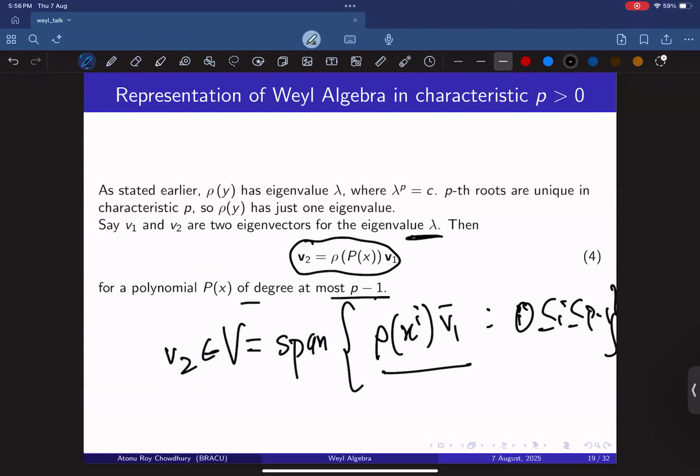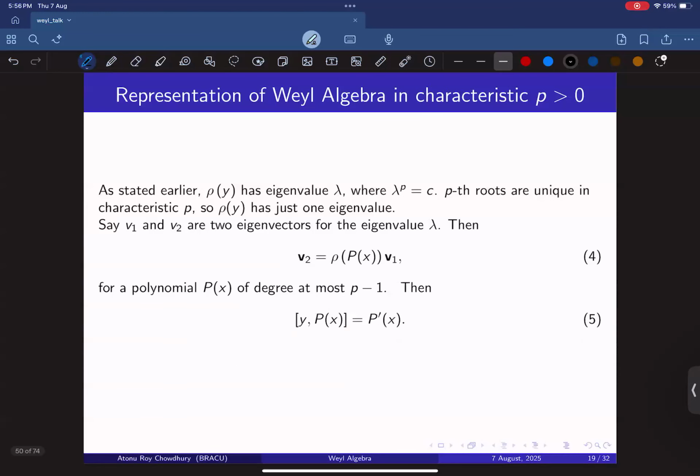Okay, so now we're going to pull a rabbit out of our hat. The commutator of y and a polynomial in x is going to be p prime of x. Can someone tell me why this should be the case?